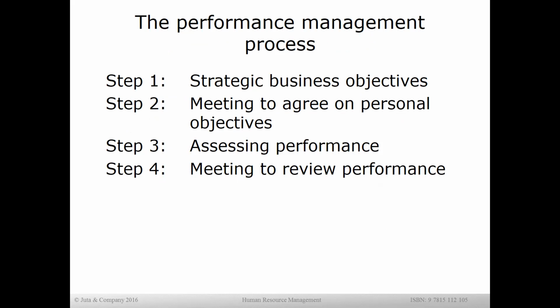To answer this question, and because it gets a bit confusing, we have put an acronym for the 4 steps by looking at the first letters of each of the steps. So step 1, strategic business objectives. The first letter there is S. Step number 2, meeting to agree on personal objectives. And the next letter there is an M. Step number 3, assessing performance. And the first letter there is an A. And step number 4, meeting to review the performance. And the first letter there is another M. So the acronym that we usually play around with there is SMAM.